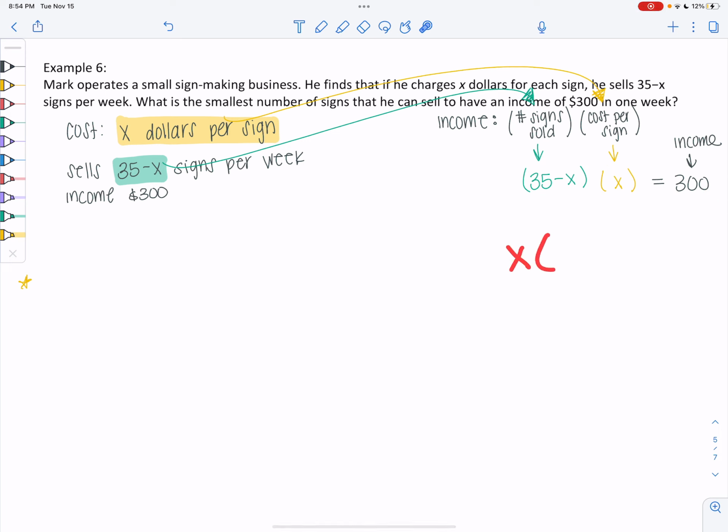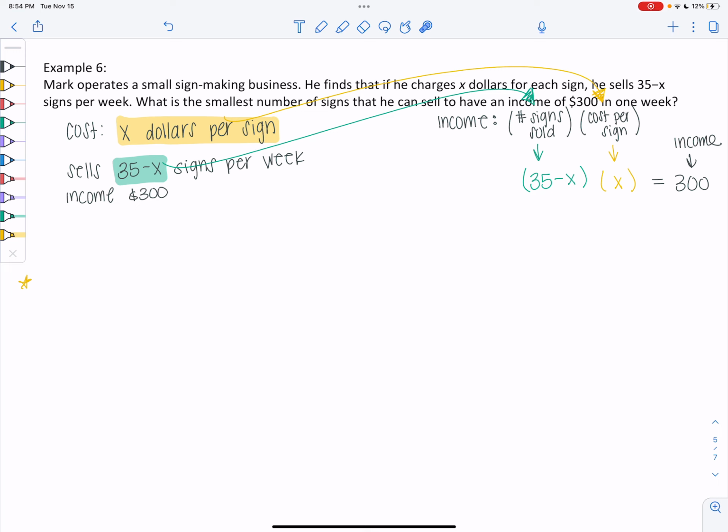If you had it like this, X times 35 minus X equals the 300, you would still be fine. You're going to see that it ends up being exactly the same. You just have two of the numbers in reversed order, which is fine.